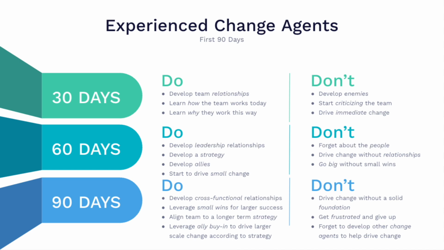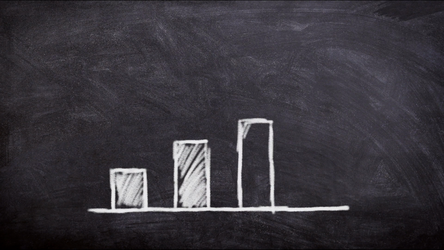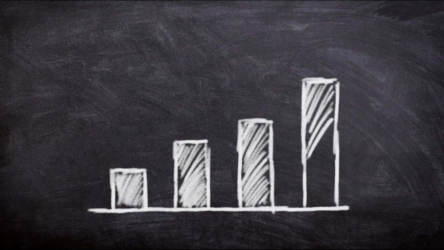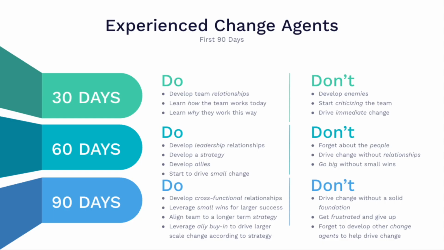And then when you get into the third phase of the 90 days, develop cross-functional relationships. So again, looking even further beyond your team. Leverage your small wins for larger success. So the team will start to trust you and your ability to deliver small, and you don't break that trust, and then they trust you to start driving change at a higher level. Align teams to longer term strategy. So you've developed your strategy before, now you're starting to socialize it and get buy-in. And then leverage your ally buy-in to drive larger scale change according to the strategy that you've rolled out and you've started to get buy-in from.